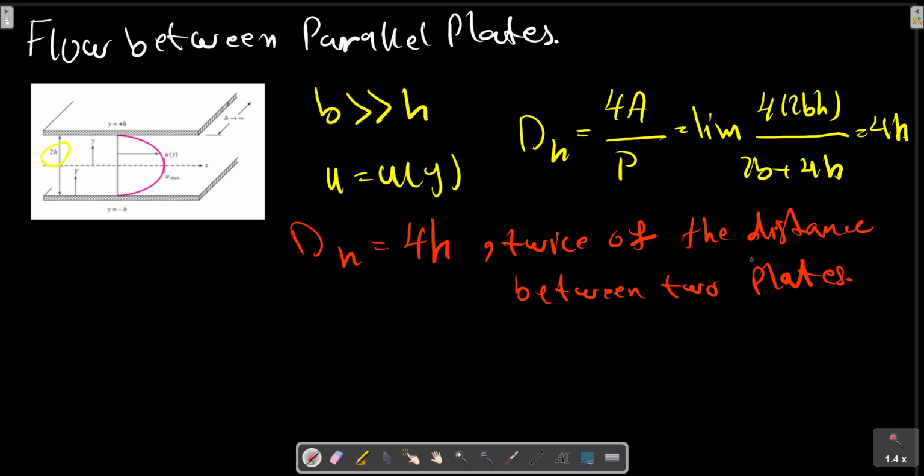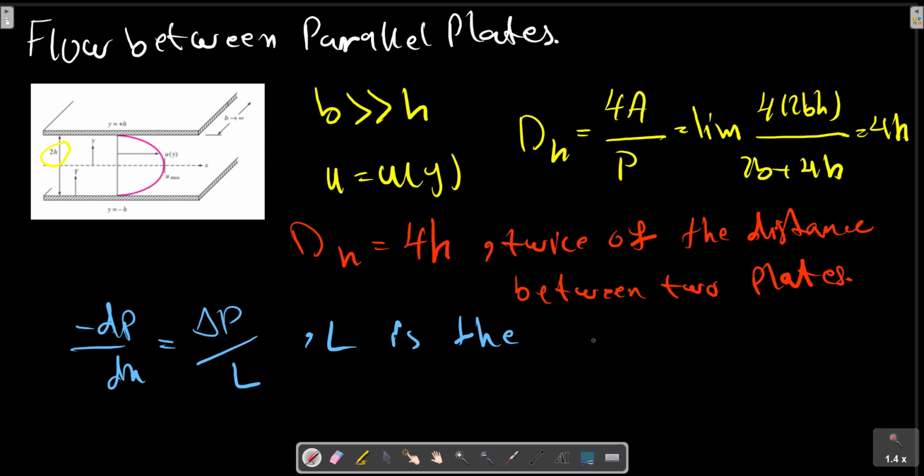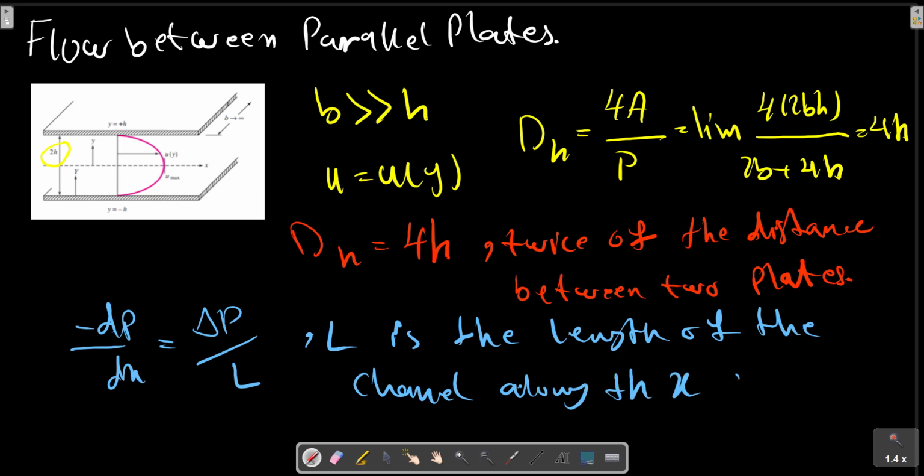The pressure gradient is constant, where L is the length of the channel along the x-axis. L is the length of the channel. The channel along the x-axis is shown in this direction.